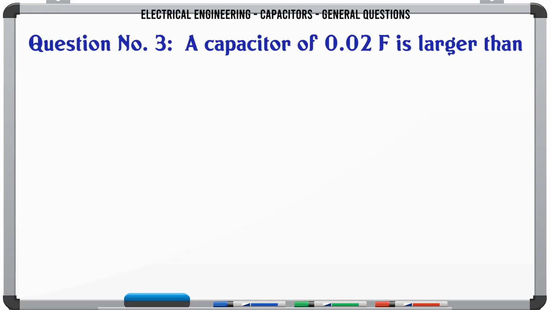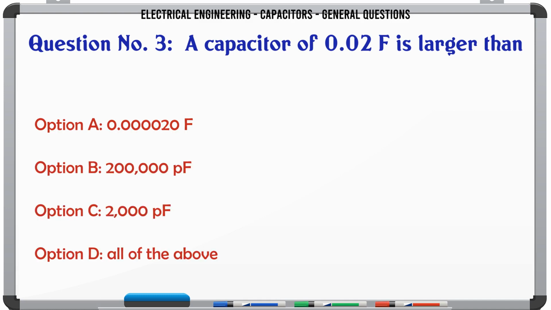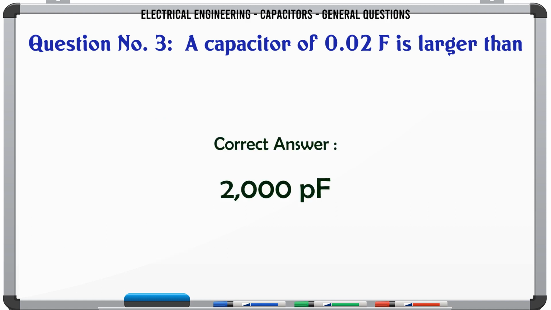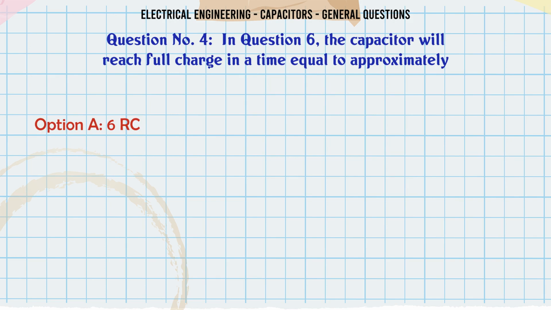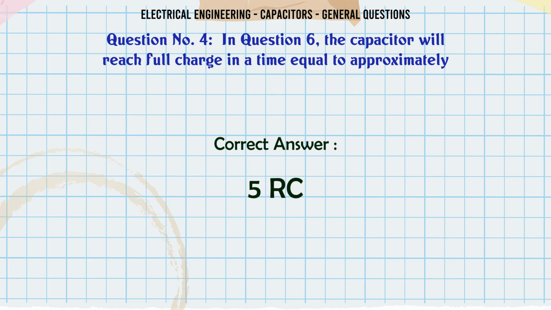A capacitor of 0.02 µF is larger than A 0.000020 µF, B 200,000 pF, C 200 pF, D all of the above. The correct answer is 200 pF. In question 6, the capacitor will reach full charge in a time equal to approximately A 6 RC, B 5 RC, C RC, D none of the above. The correct answer is 5 RC.